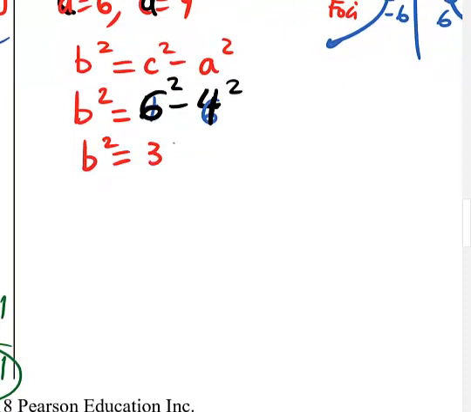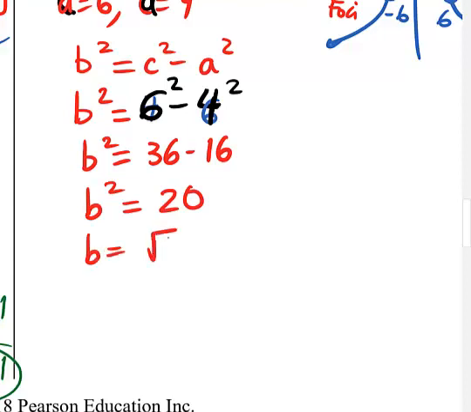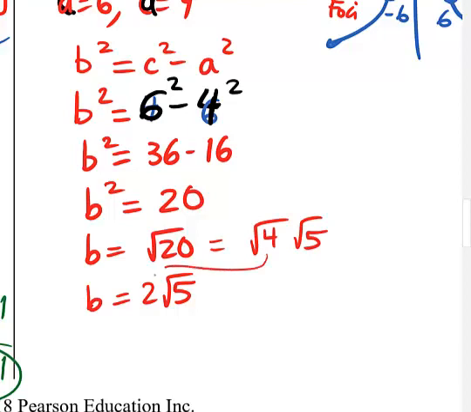Let's see, 36 minus 16. So b squared is 20. B is the square root of 20. Or if you want to simplify that, that's 2 root 5, like we saw before, because you could rewrite root 20 as root 4 times root 5. And root 4 is 2. There is no root 5.